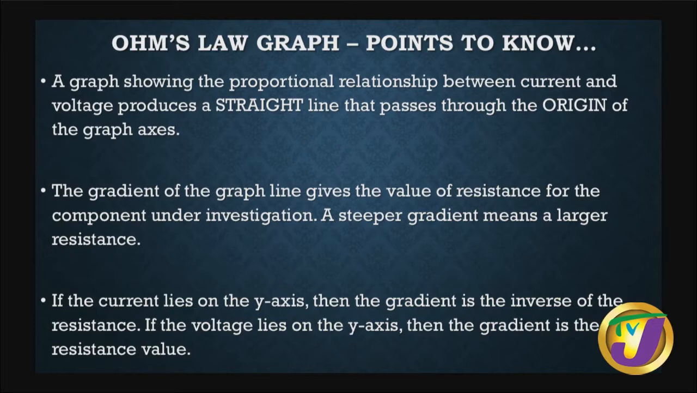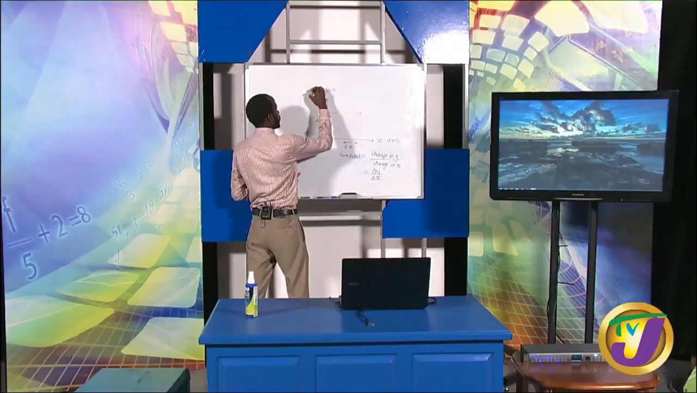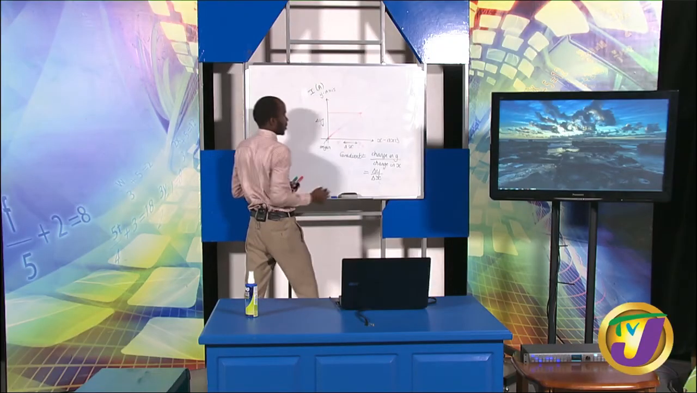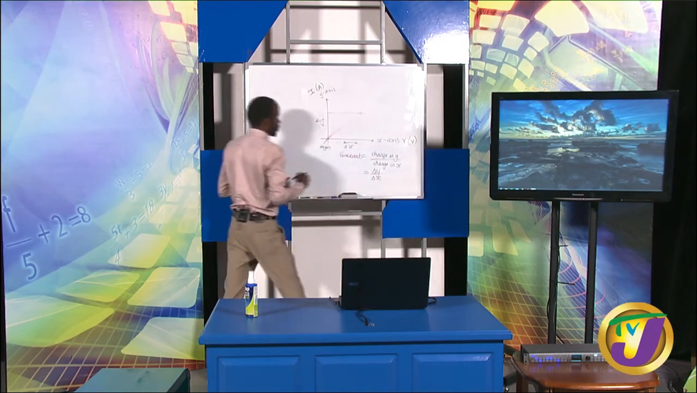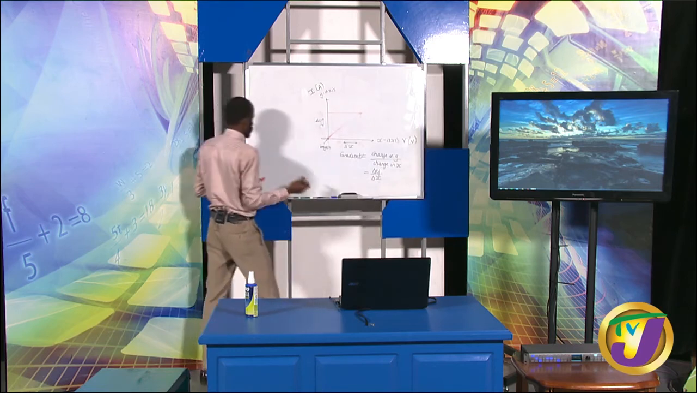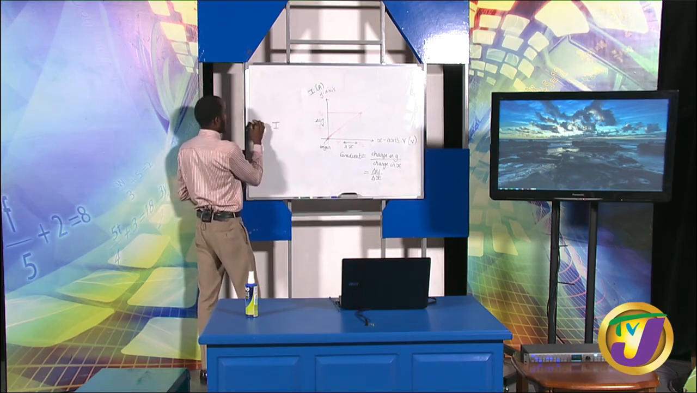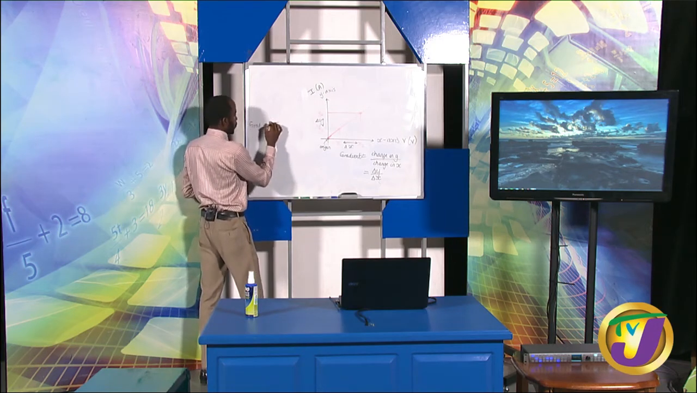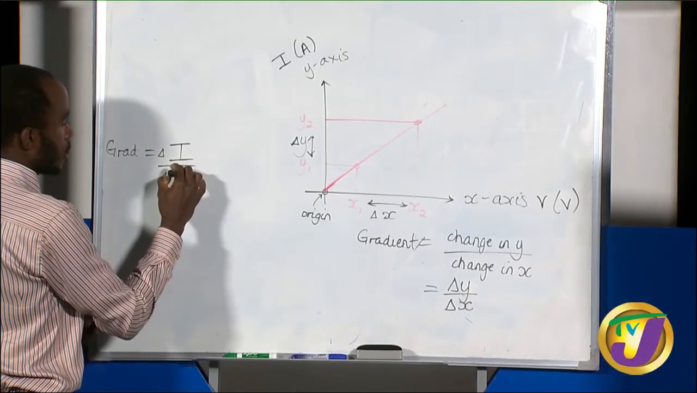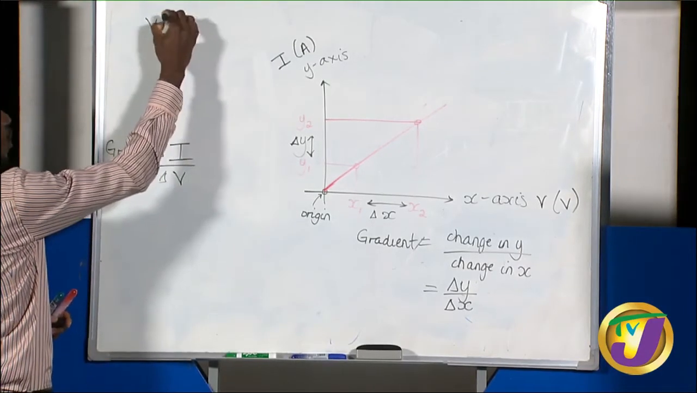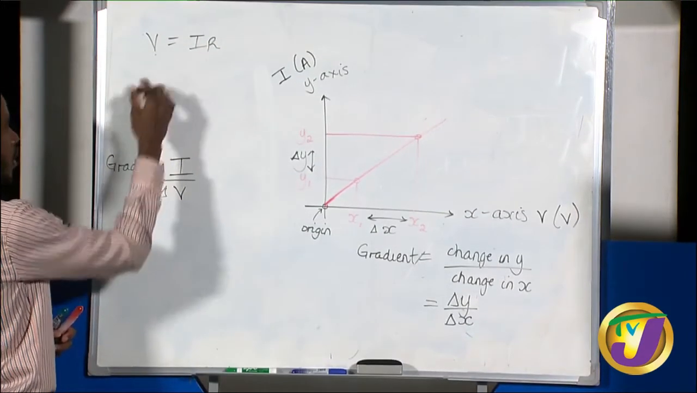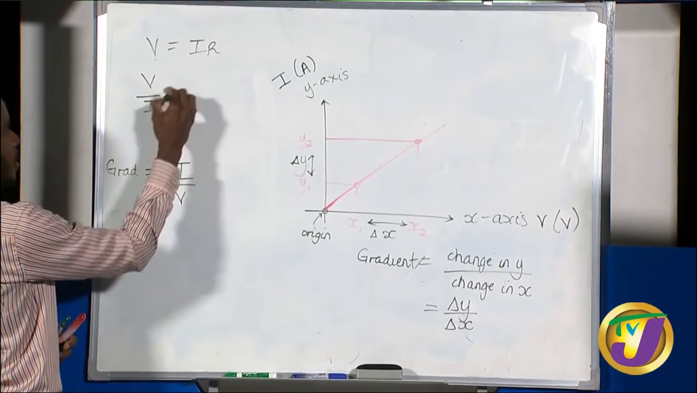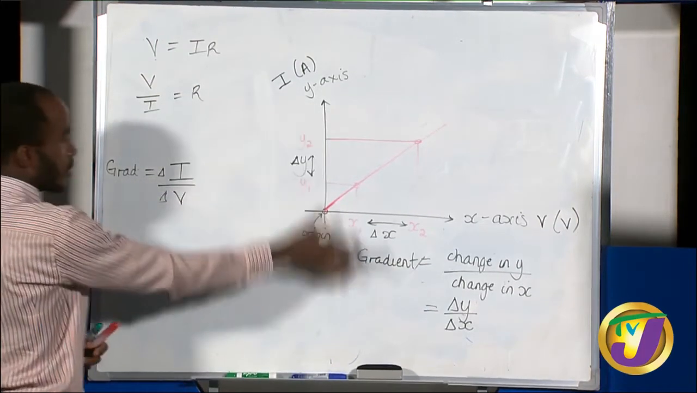Meaning, if I were to put the current here, the symbol for current is I, and that's in amperes, and if I were to put the voltage here, V, in units of volts, then what we have found is really I over V, because the gradient, remember, is the change of y over the change of x. So what we have found is the change of I over the change of V. Now, based off what we already established for Ohm's law, if we transpose for R, we'd get V over I equals R. But that's not what the gradient is represented by here.